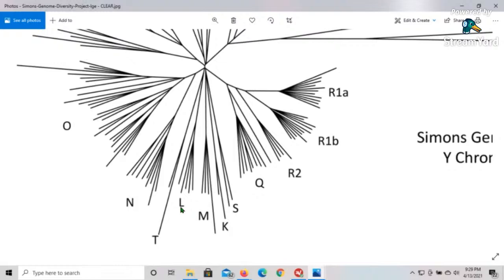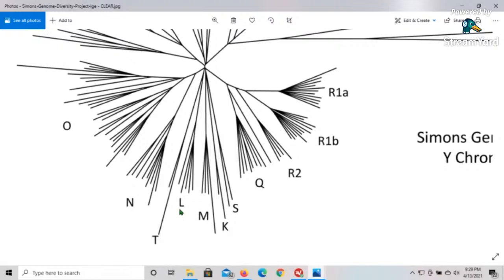The L will be the Thracians. So this is Javan, this is Tiras. Tiras is the father of the Thracians, which is the L Y chromosome. The Thracians go all the way to India because when Alexander the Great conquered the world, some of the T and the L went all the way to India, apparently, from what it looks like.